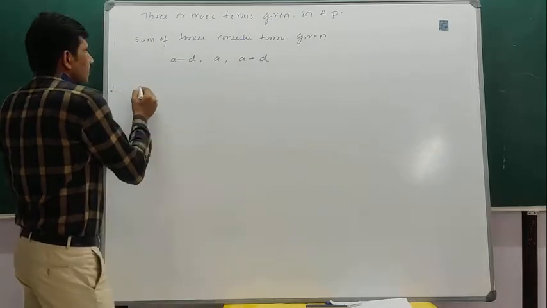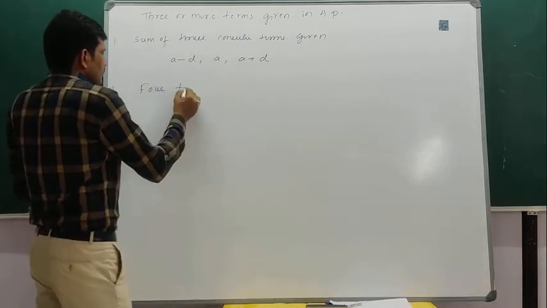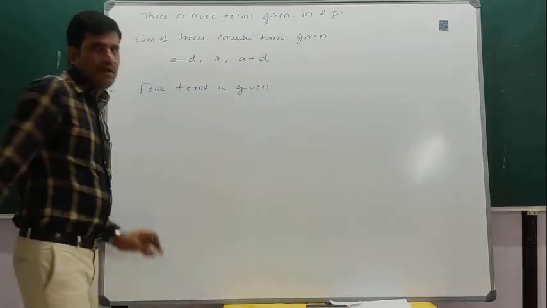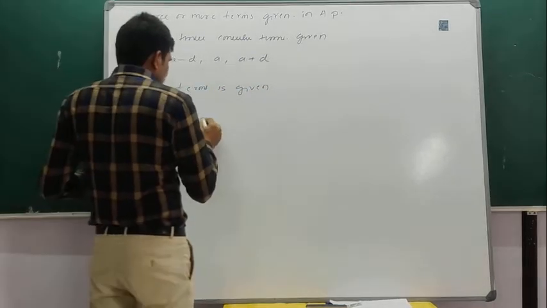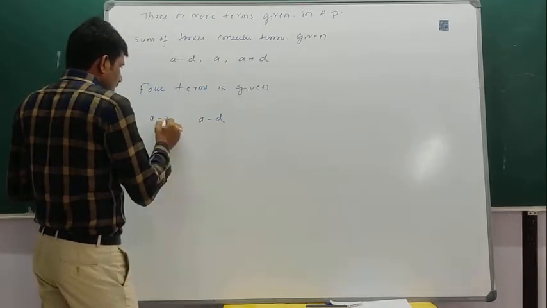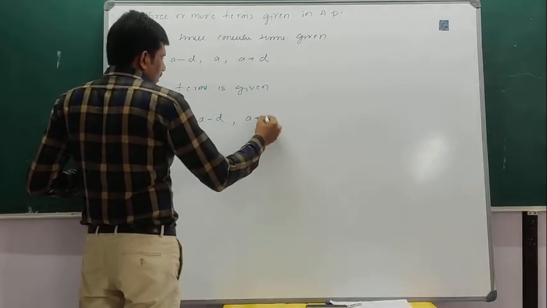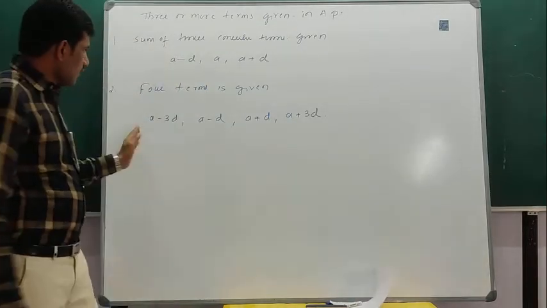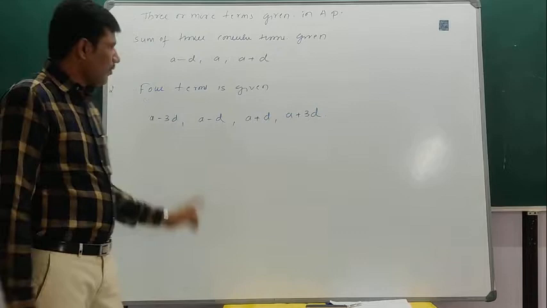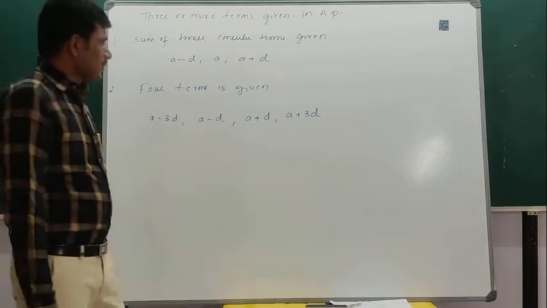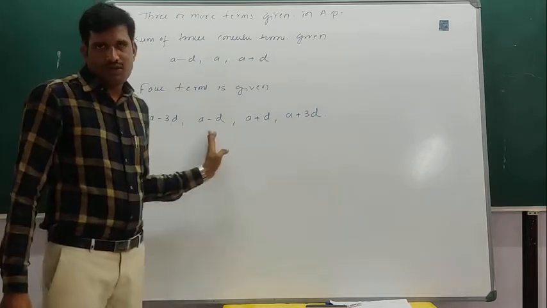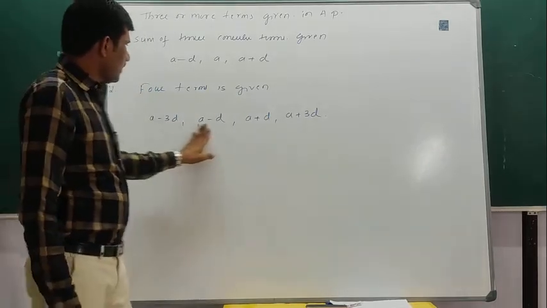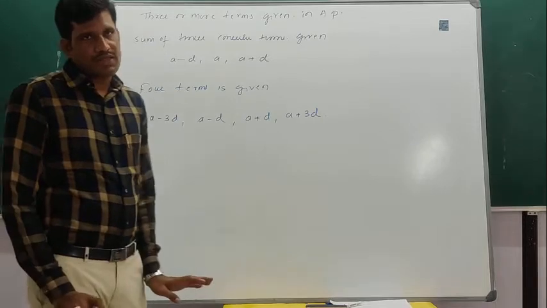When the sum of four terms is given, we take the numbers as a minus 3d, a minus d, a plus d and a plus 3d. Here also the numbers are in AP, and we can verify that the common difference is the same for all the terms: second term minus first term. So when four terms are given, we take the numbers as a minus 3d, a minus d, a plus d and a plus 3d. Right?